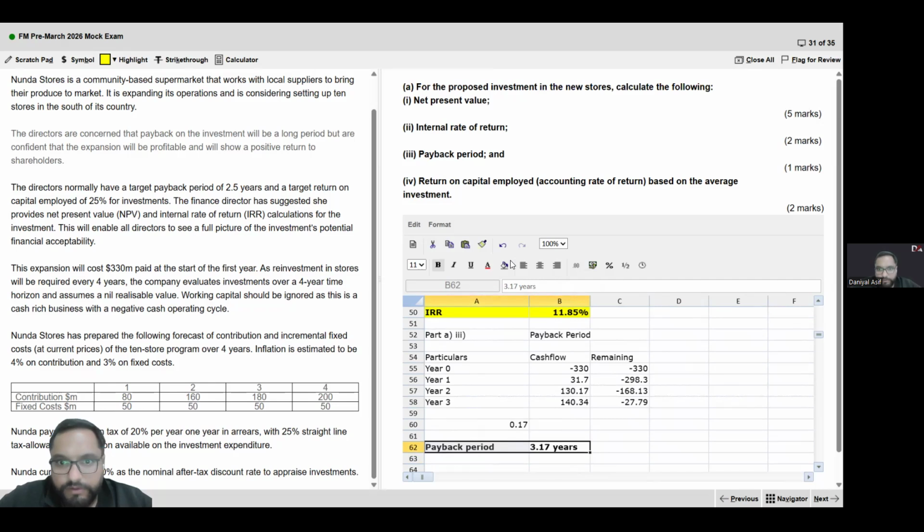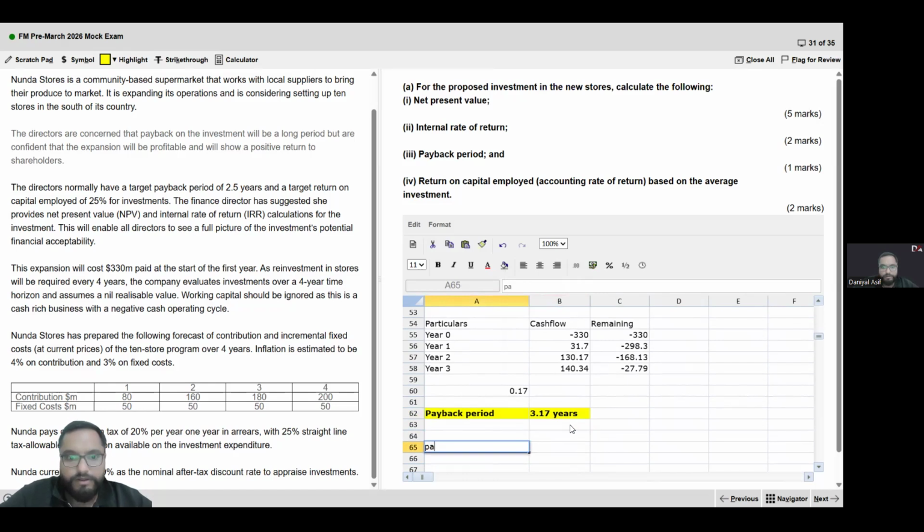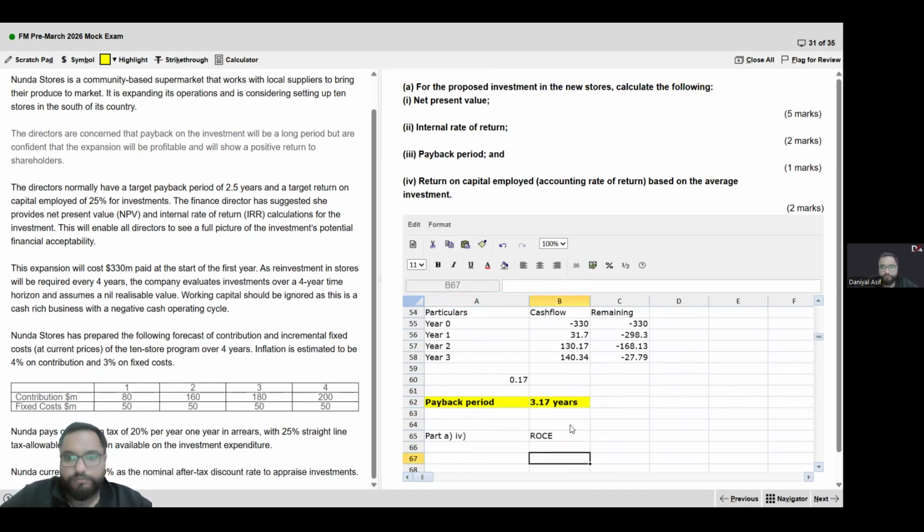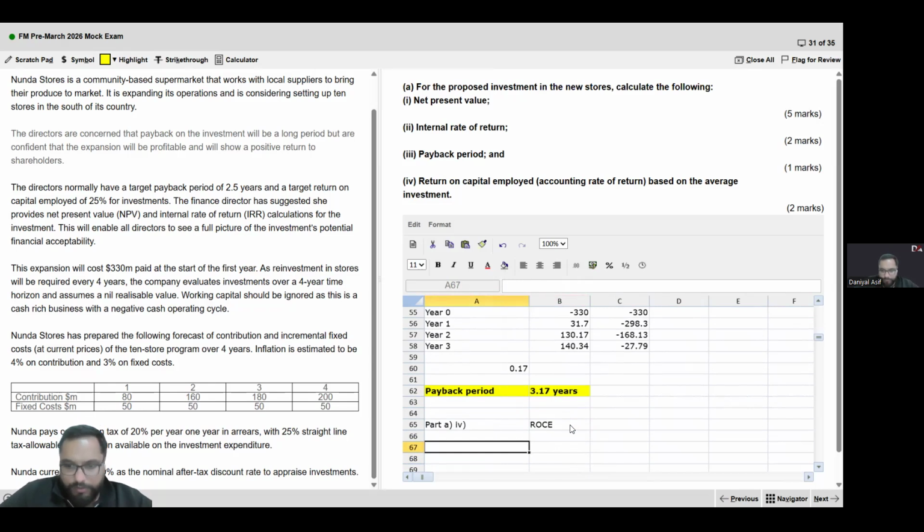Okay, now part A4, that is ROS. Now our average investment is equals to bracket open 330 plus 0 bracket close divided by 2. That is 165 million.